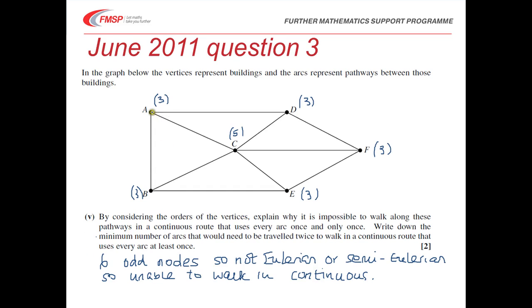So for example, we could take this pair here and this pair here. Now if we do that, then we've made our graph semi-Eulerian, so we'd have to start at either F and finish at E or vice versa. But the important thing is we don't have to repeat 3, we only need to repeat 2 to make it semi-Eulerian.